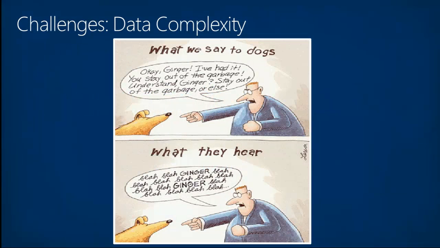Whenever I think about data, I always remember this old Far Side sketch. I don't know if everybody can see it, but there are two identical panels. At the top it says what we say to dogs, and there's a guy telling off his dog Ginger. He's saying, "Okay, Ginger, I've had it. You stay out of the garbage. Understand, Ginger?" And underneath it says what they hear. And what Ginger hears is "blah, blah, Ginger, blah, blah, blah, blah, blah, Ginger." Interestingly enough, that's almost exactly the same problem that a search engine has when trying to understand your documents.